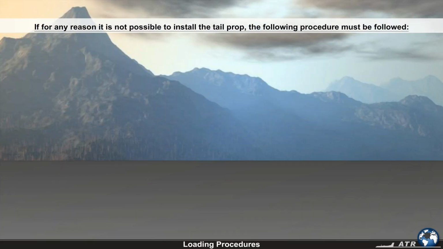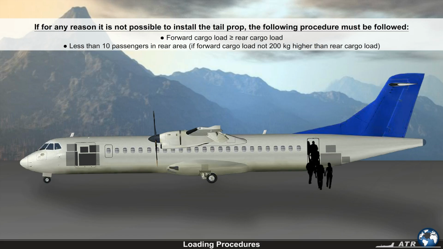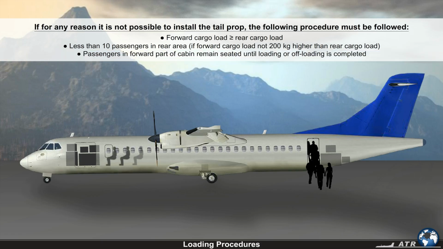If for any reason it's not possible to install the tail prop, the following procedure must be followed. Maintain the forward cargo load at least equal or higher than the aft cargo load. Do not allow more than 10 passengers to stand in the rear aisle or in the rear passenger entrance area if the forward cargo load is not at least 200 kilograms higher than the rear cargo load. Ask the passengers in the forward part of the cabin to remain seated until the loading or offloading is completed.